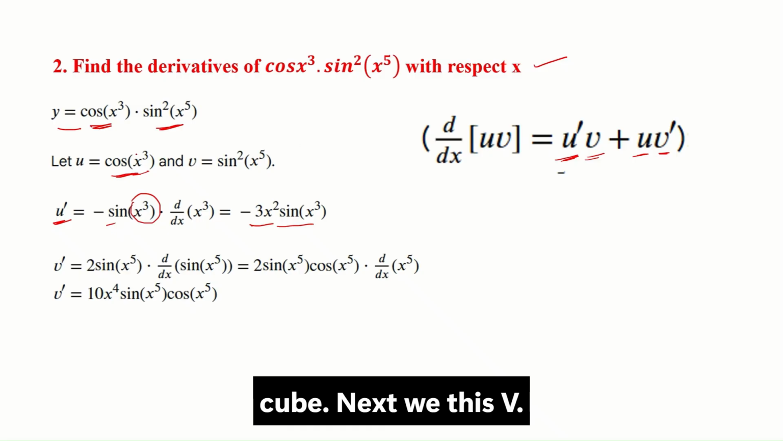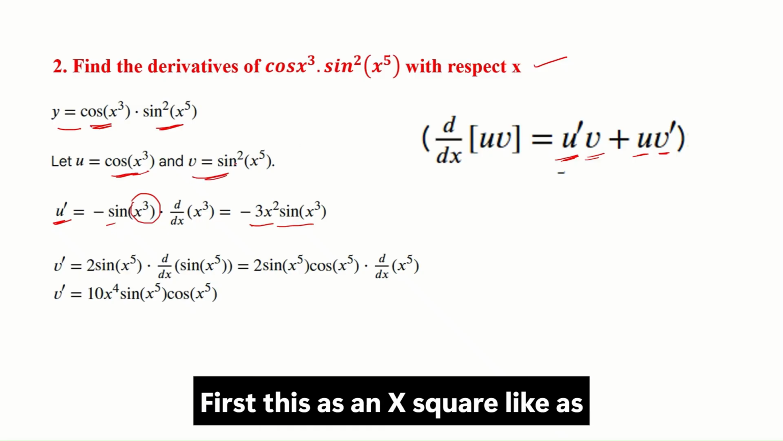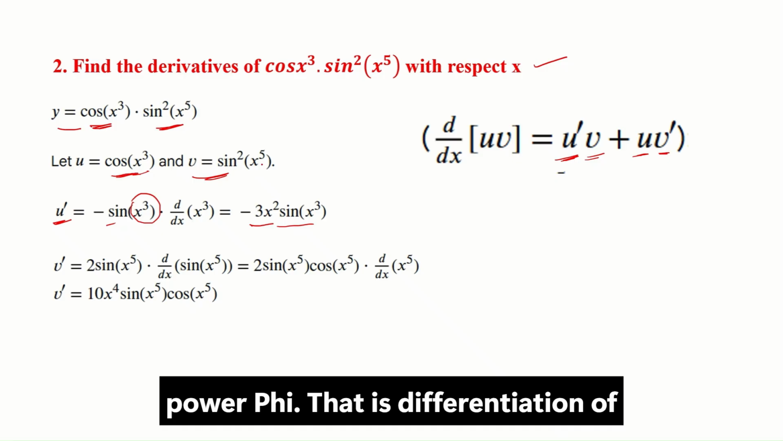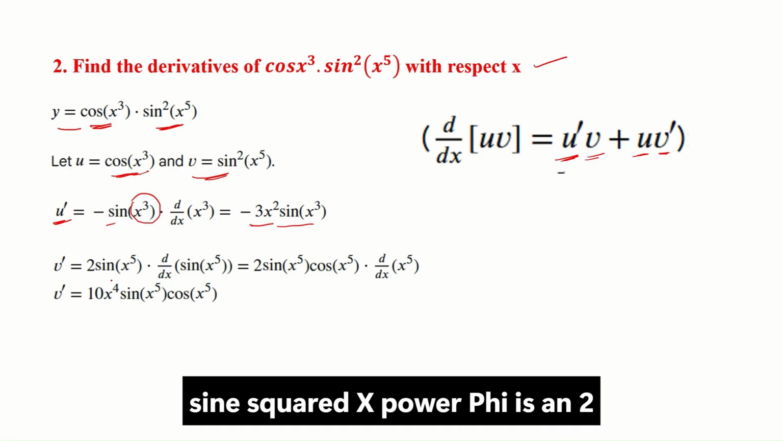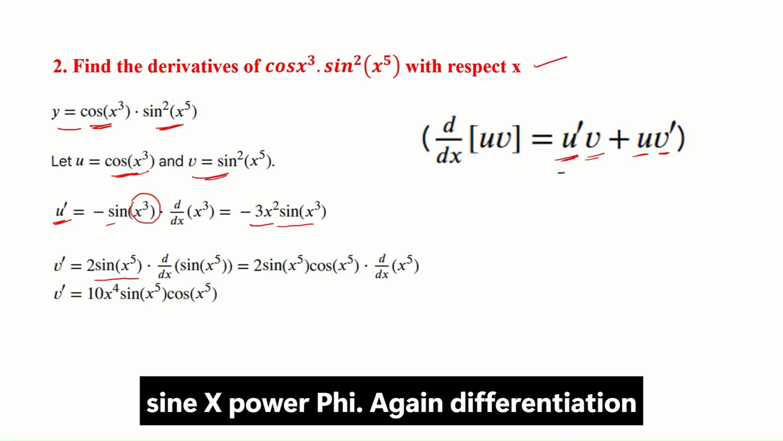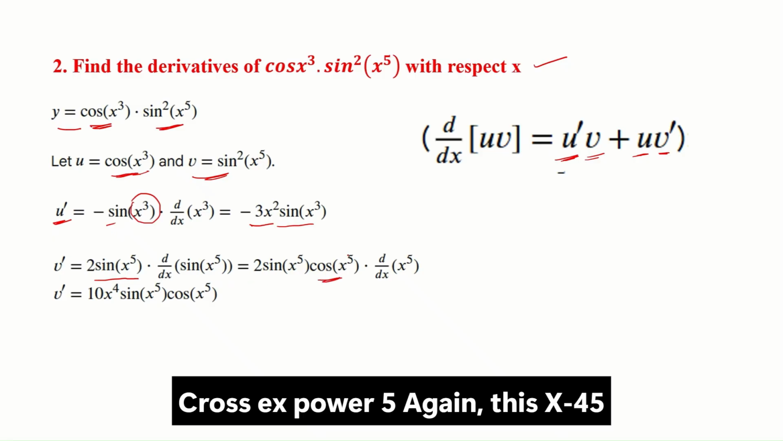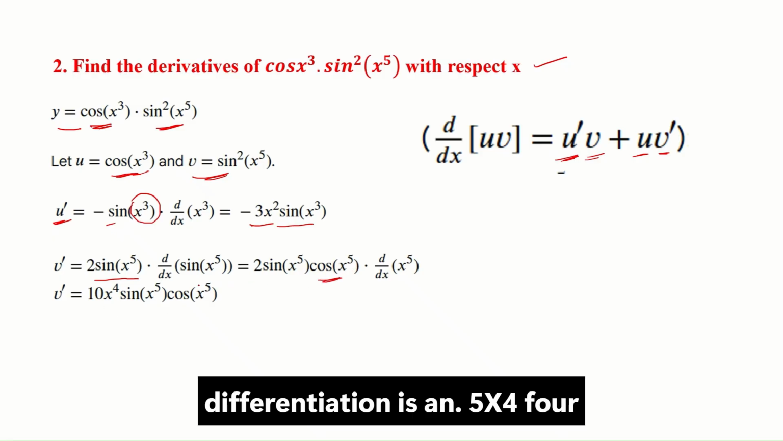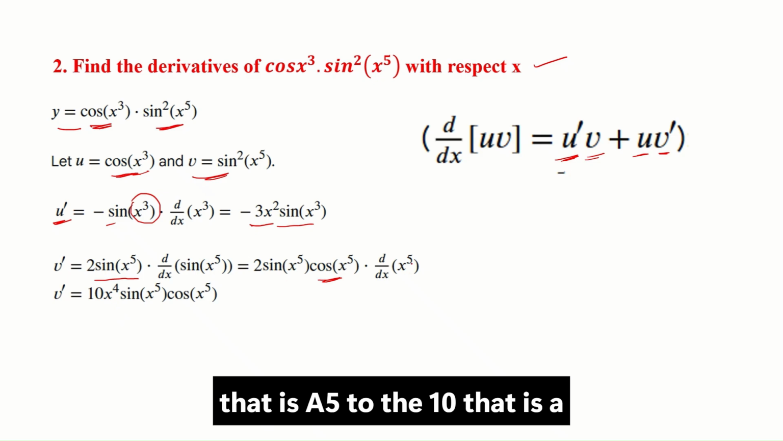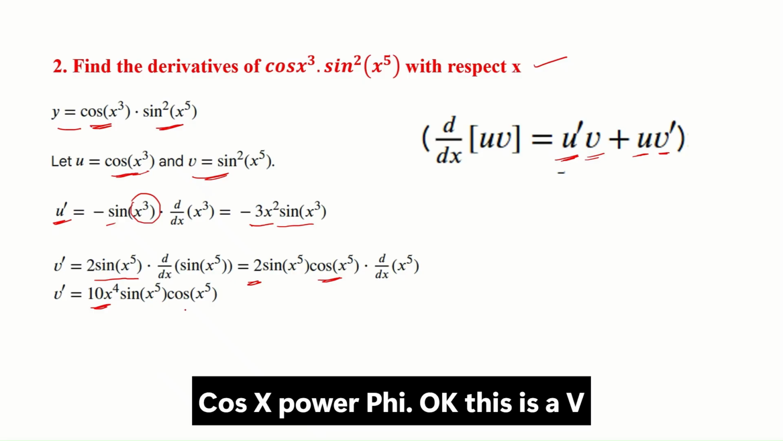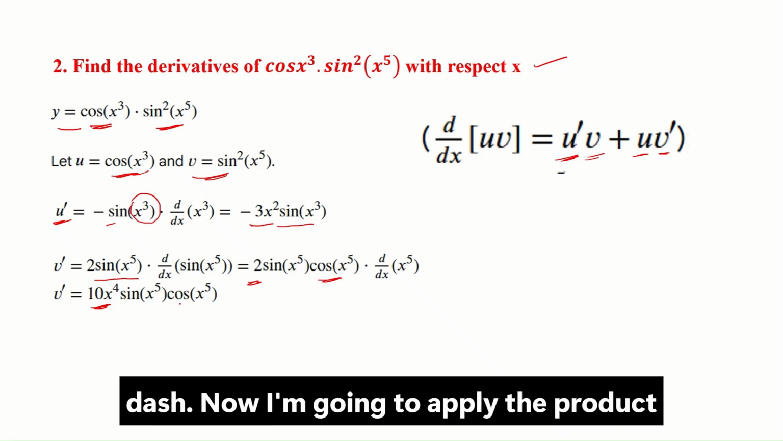Next v. This v, first this as x square, that is 2 sin x power 5. That is, the differentiation of sin square x power 5 is 2 sin x power 5. Again the differentiation of this sin x power 5 is cos x power 5. Again the differentiation of x power 5 is 5x power 4, that is 5 times 2 is 10, that is 10x power 4, then sin x power 5 into cos x power 5. Okay, this is v dash.